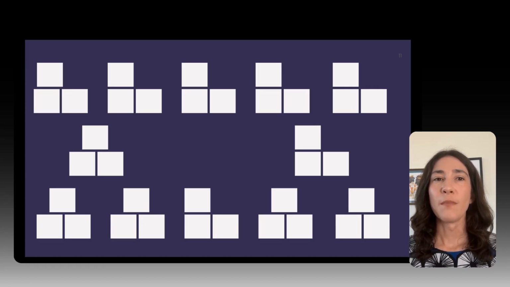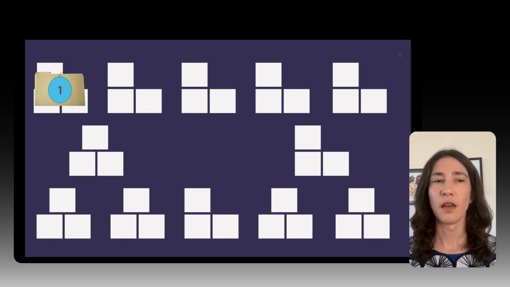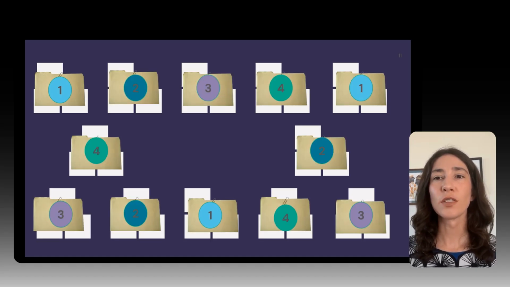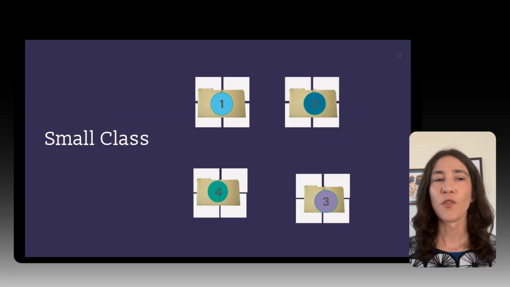So you'll have a manila folder, each with multiple copies of 1 source, and place the folder with a group and announce what number source that is, and move clockwise around the room. Students will start with the source that they're given, and then after 4 minutes, they'll rotate and they'll move to the next source. So for a small class, you could do just 4 groups.